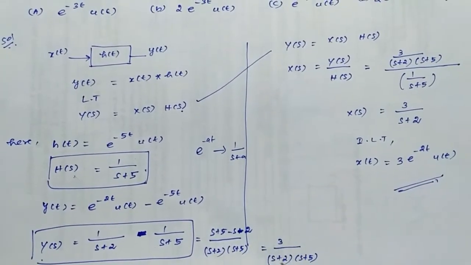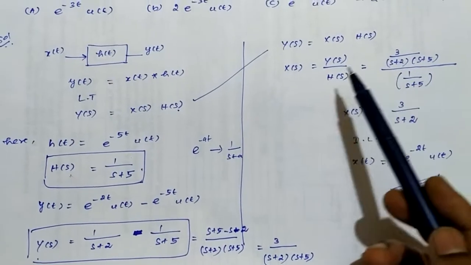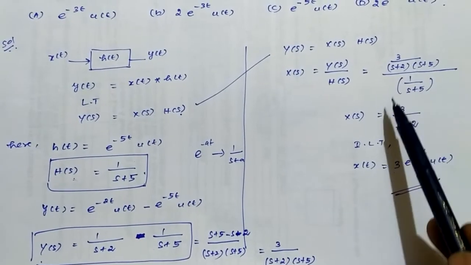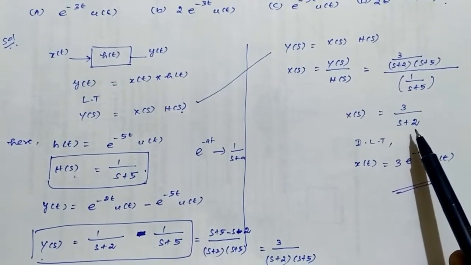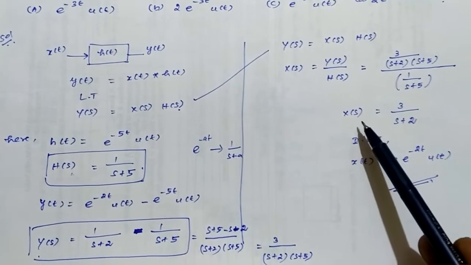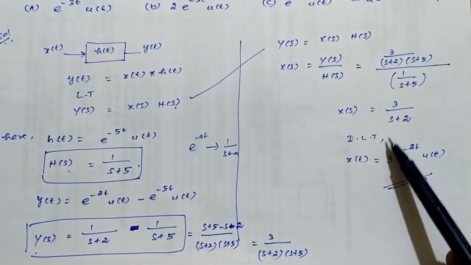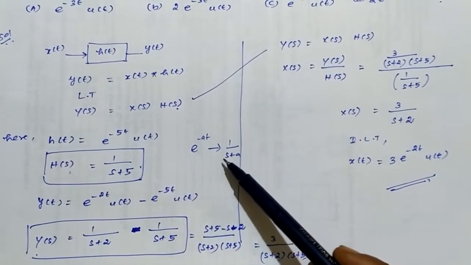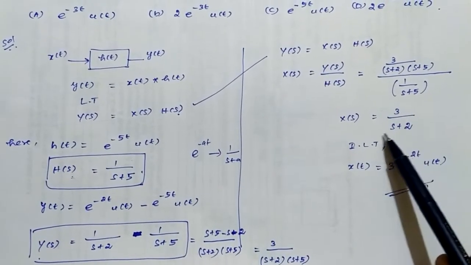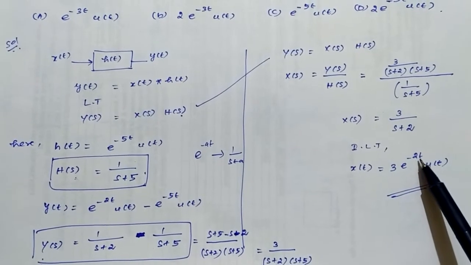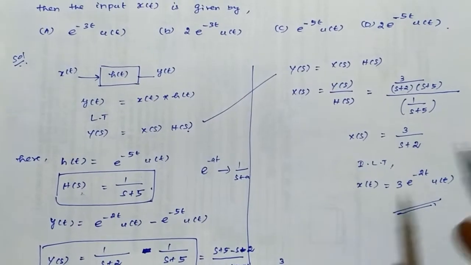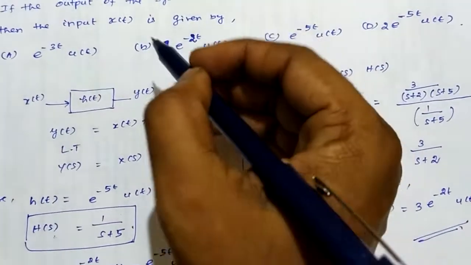So Y of s we have calculated as this one, we substitute it, and H of s is 1 upon s plus 5. When we simplify, X of s is equal to 3 divided by s plus 2. Now taking the inverse Laplace transform, X of s goes from the s domain to X of t in the time domain. So 3 into 1 upon s plus a, whose inverse Laplace transform is e power minus at. So 1 divided by s plus 2 has inverse e power minus 2t into u of t. So this is the answer.